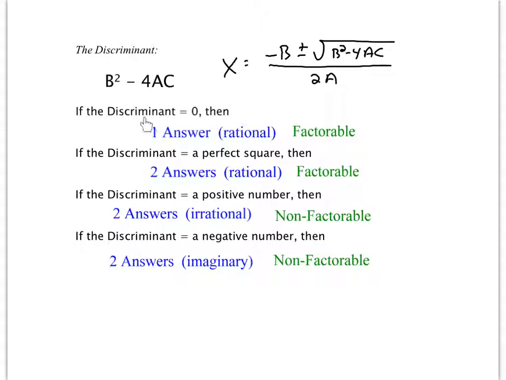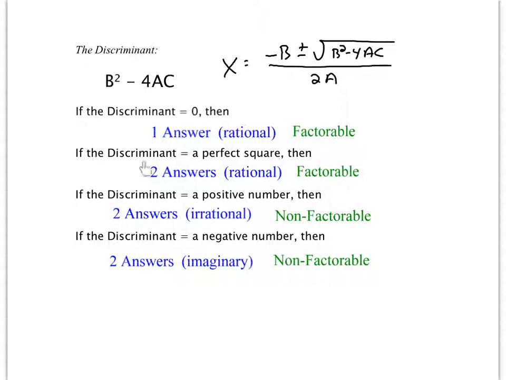If the discriminant is 0, your plus or minus 0 is just going to give you one answer because there is no change. So we're going to get one answer. It's going to be a rational root, which means that there is no radical, and that would have been factorable. We could have solved that by factoring if we wanted to.